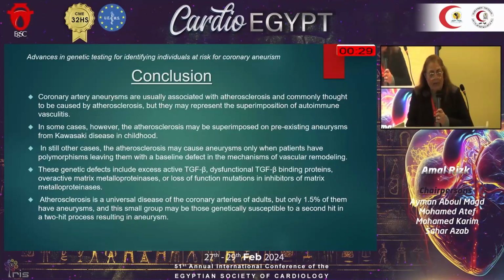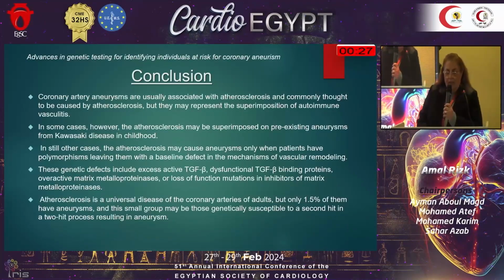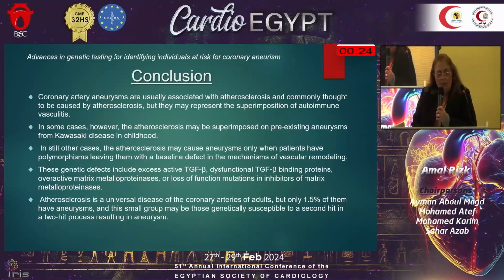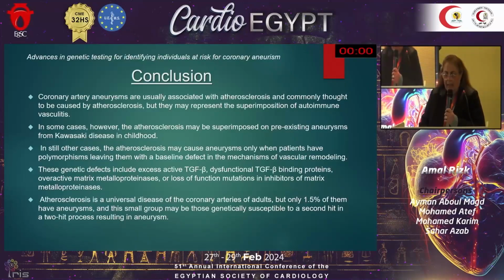So in conclusion, as we mentioned, coronary artery aneurysms are usually associated with atherosclerosis, which is commonly thought to be the main cause. In still other cases, atherosclerosis may cause aneurysm. And third, these genetic defects include excessive active transforming growth factor beta, dysfunctional growth factor beta binding proteins, overactive matrix metalloproteinases, or loss of function mutations in inhibitors of the matrix metalloproteinases.